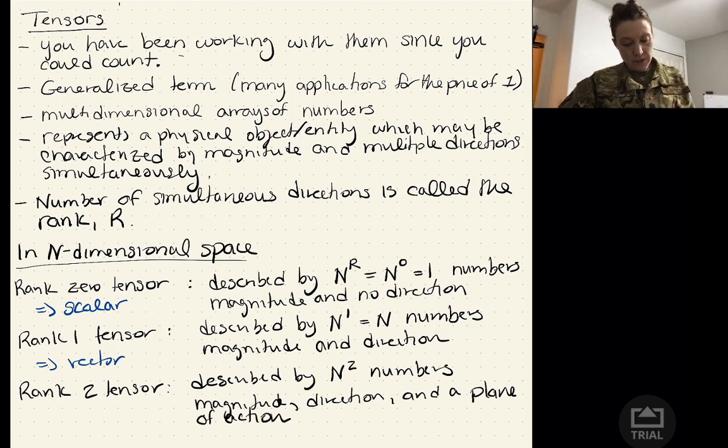And so, again, let's say that we were in 2-dimensional space, that's 4 quantities. We have to choose some sort of plane of action, and this should start to sound very suspiciously like a matrix. And indeed, one example of a rank 2 tensor is a matrix. So specifically, an n by n matrix.